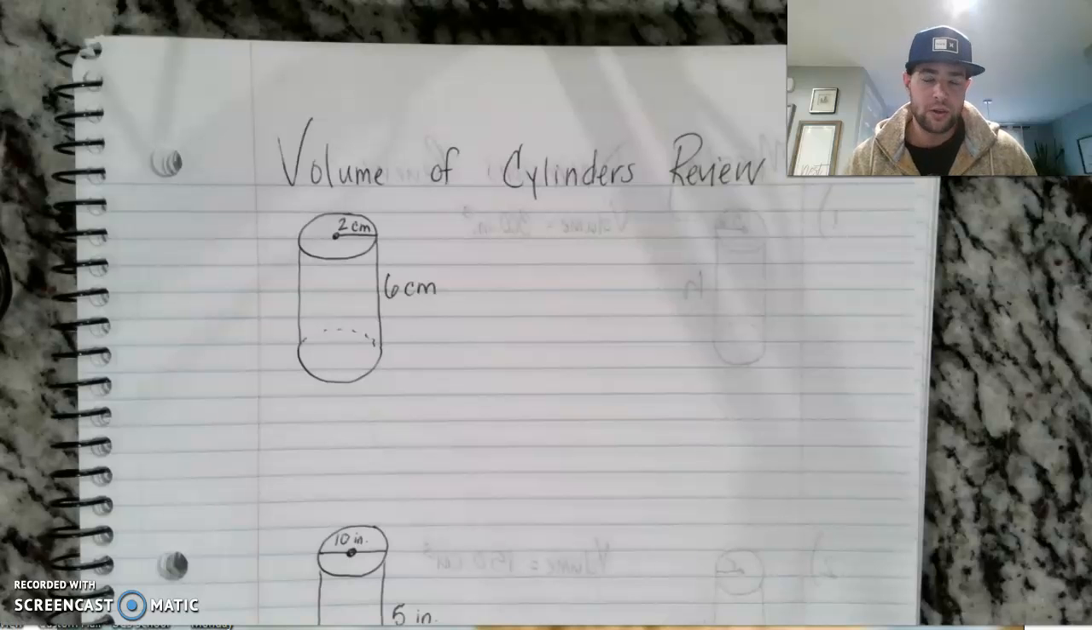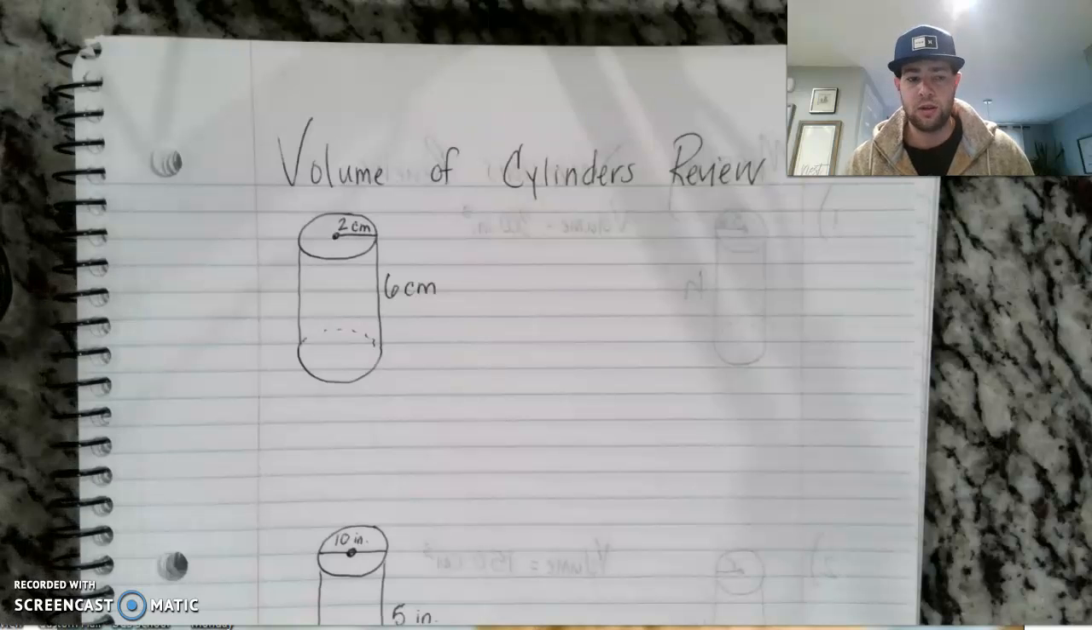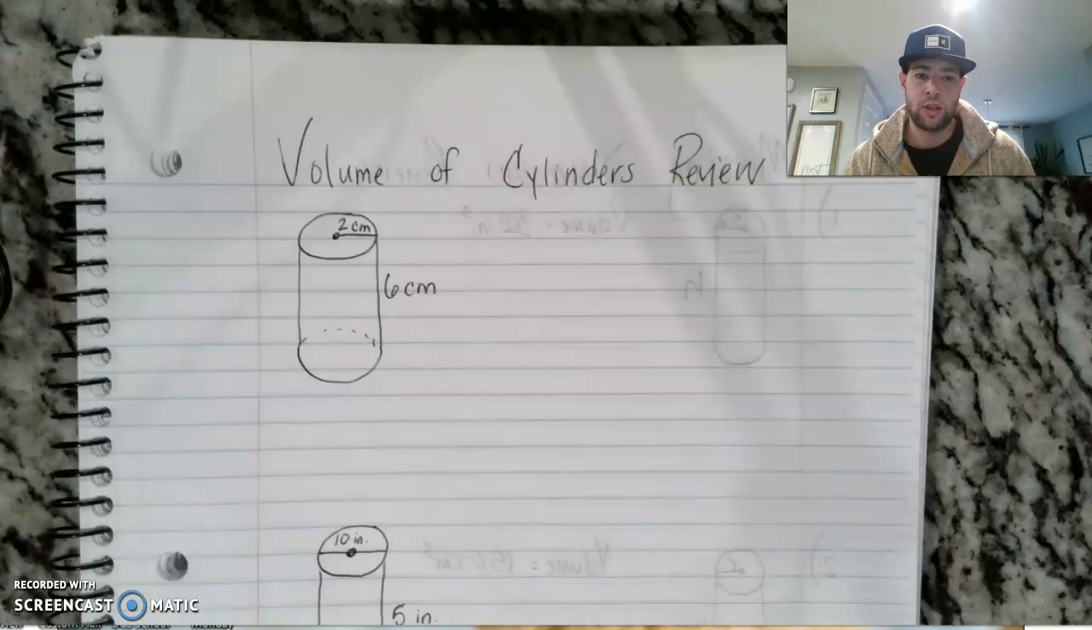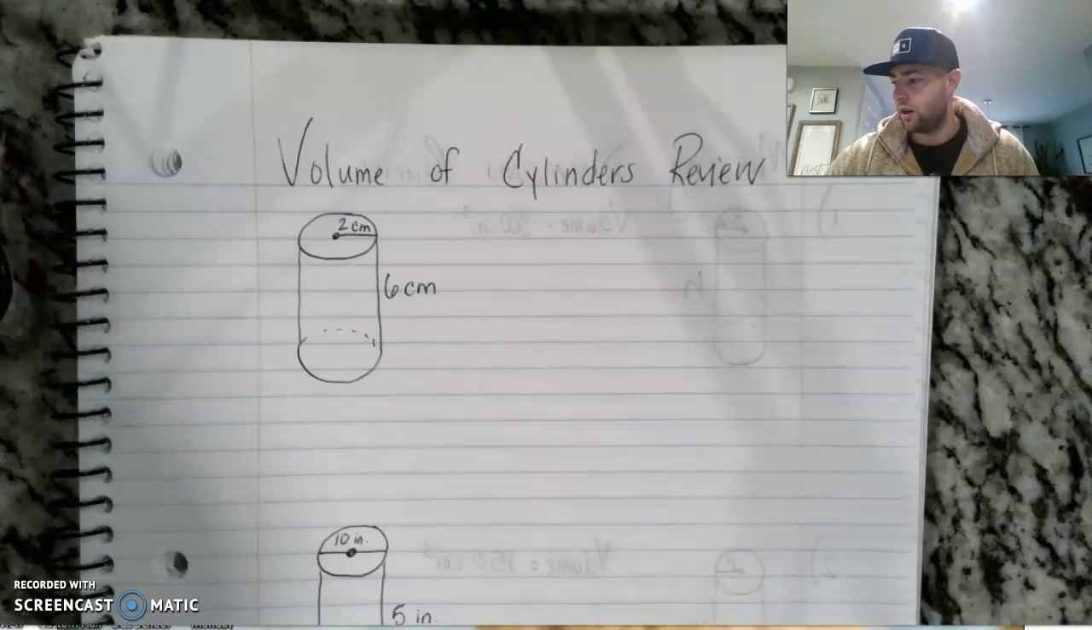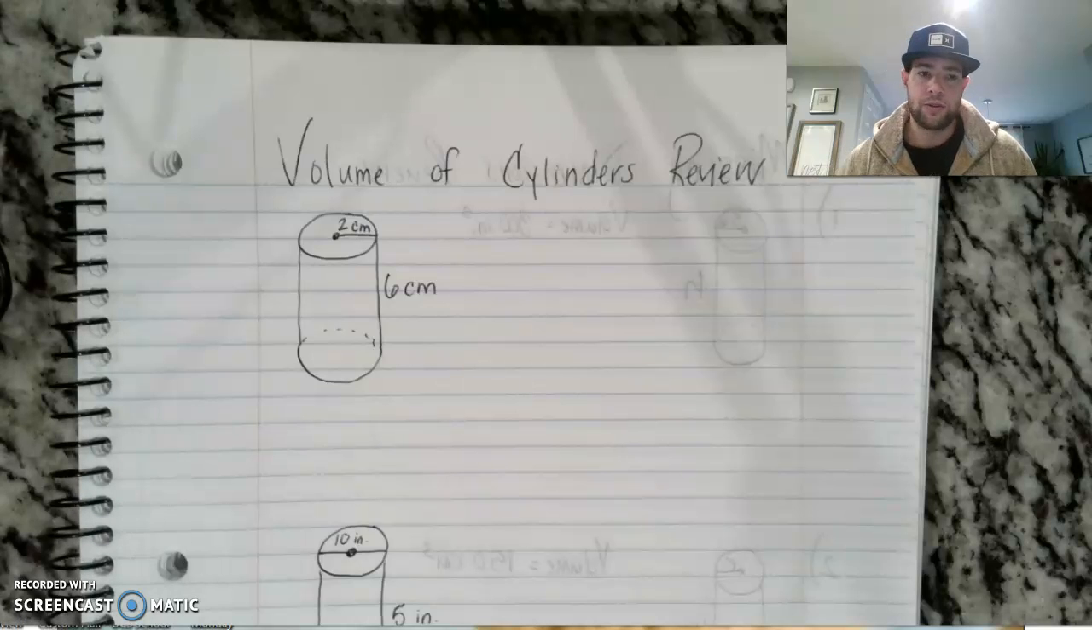So the first thing we're going to do is a quick volume of cylinders review. I know that was the first thing that we did prior to our distance learning beginning. I just want to make sure that there aren't any issues with that. And then we'll get into finding dimensions and those 5 questions that I gave you for yesterday's assignment.